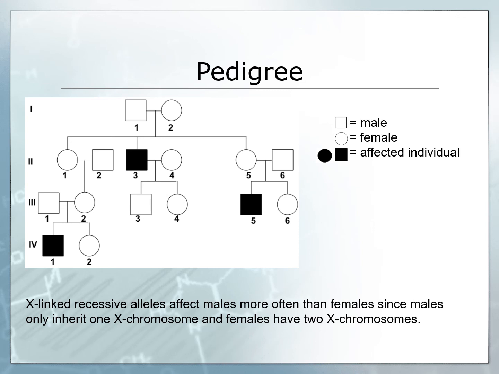X-linked recessive alleles affect males more often than females since males only inherit one X chromosome and females have two X chromosomes.